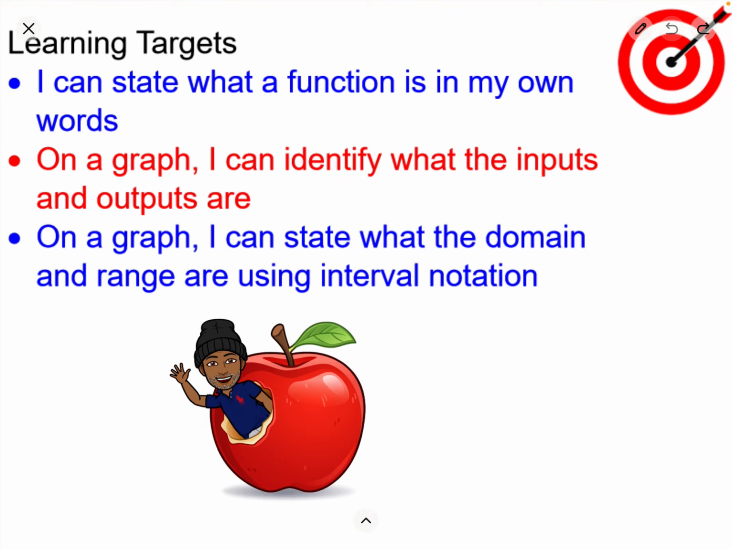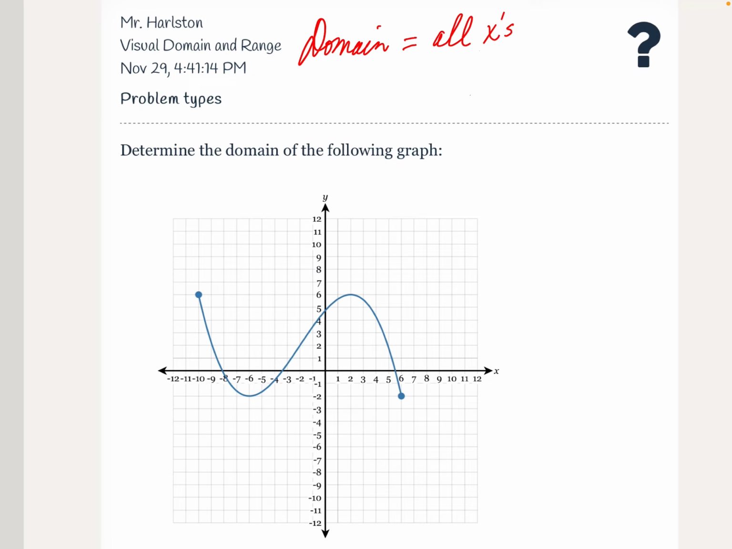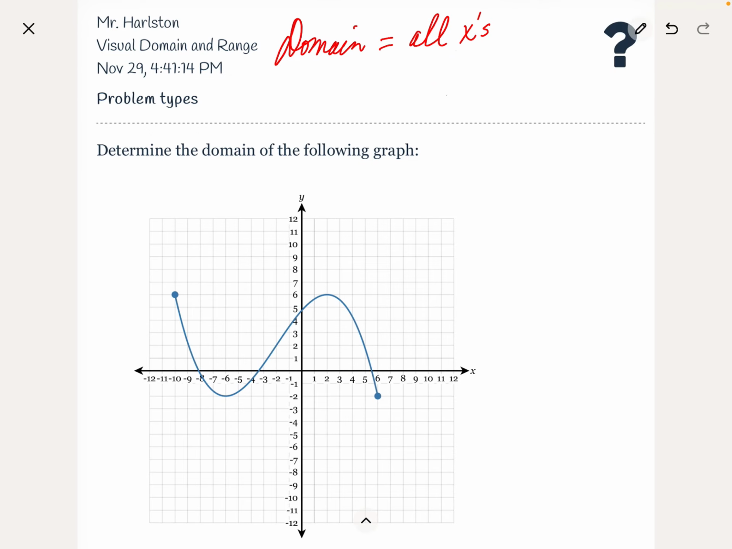All right. Now, I'm going to start with a review. Domain basically are all of the valid inputs for a function. The range is all of the valid outputs for a function. In other words, the domain is all of the x values, and the range is all of the y values. Okay, so now I'm going to show you how to find the domain.